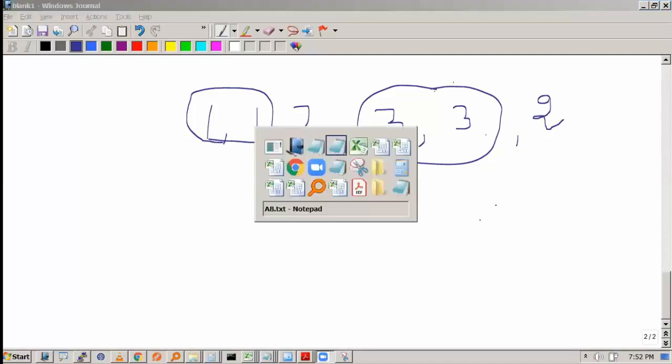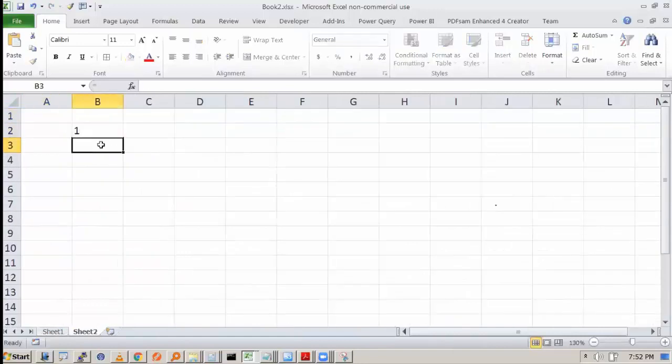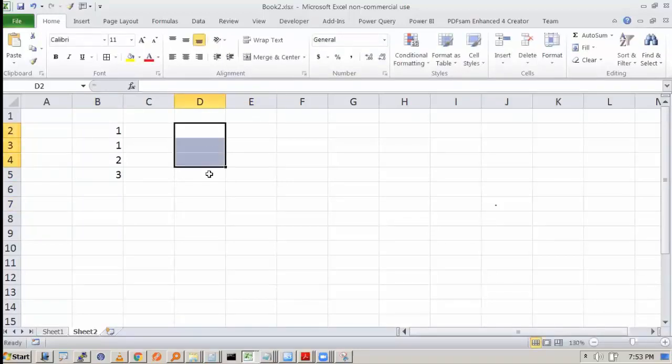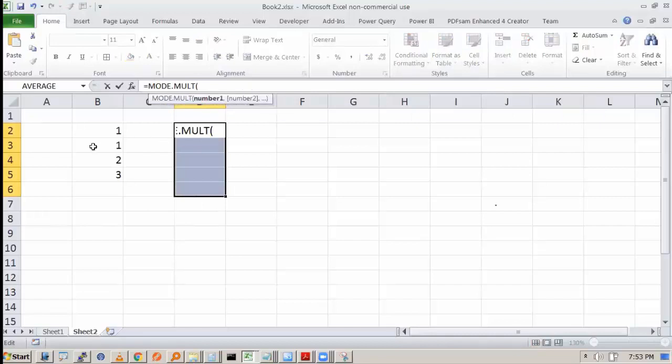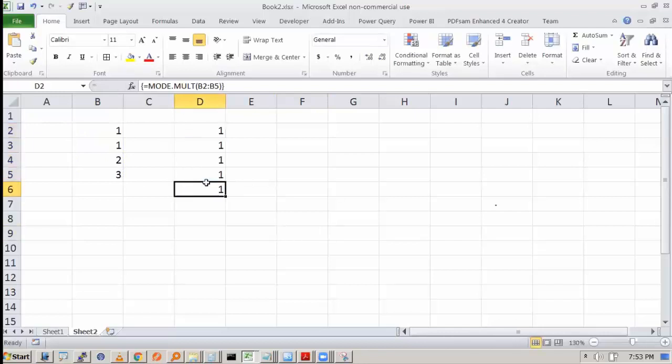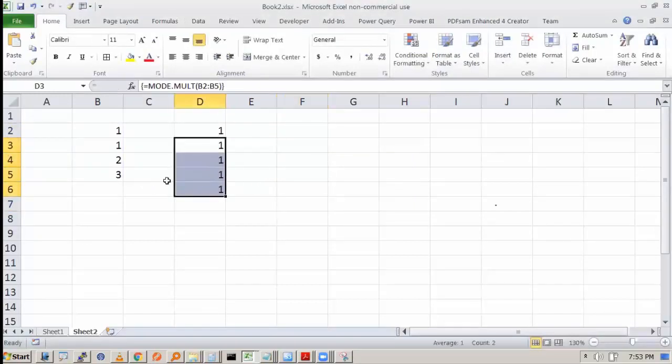Let's put it in Excel. For this computation, initially the data set was 1, 1, 2, 3, and we want to compute the mode. Let's highlight this entire area and compute MODE.MULT on the selected values, and press Ctrl Shift Enter. So it is giving you 1 as the mode. That is the output.